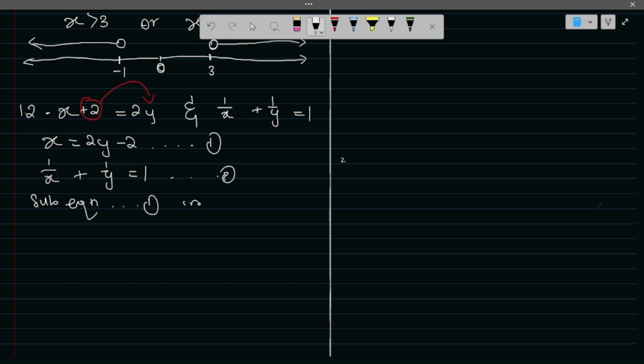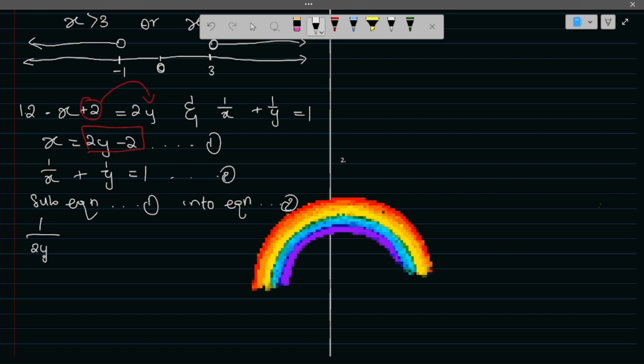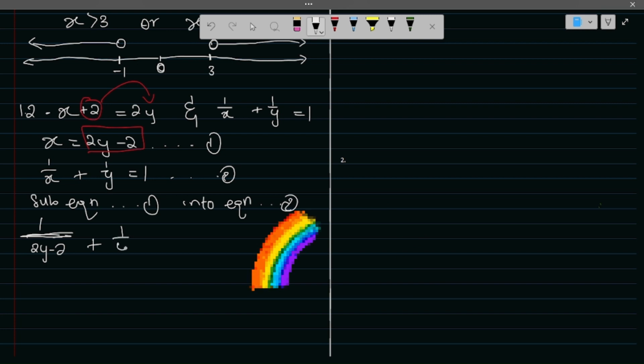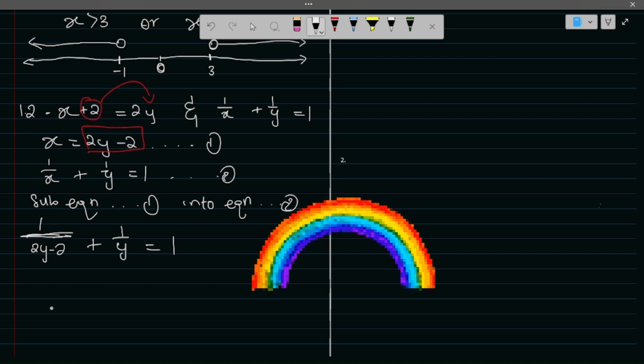So what you're going to do is substitute equation 1 into equation 2, basically. Where there's x, you put this value, because this value stands for the value of x. So now it's going to be 1 over 2y minus 2 plus 1 over y is equal to 1, right?